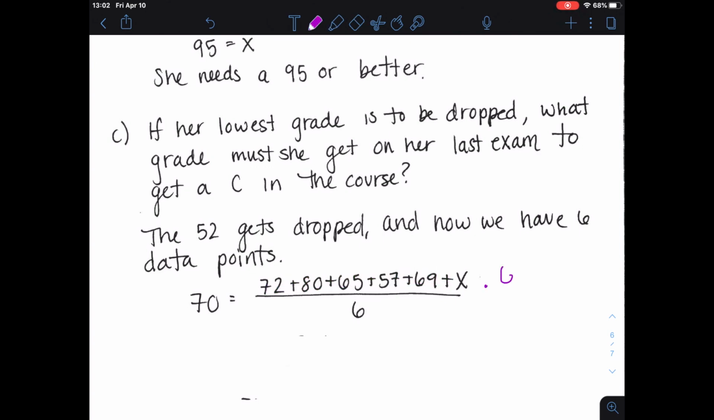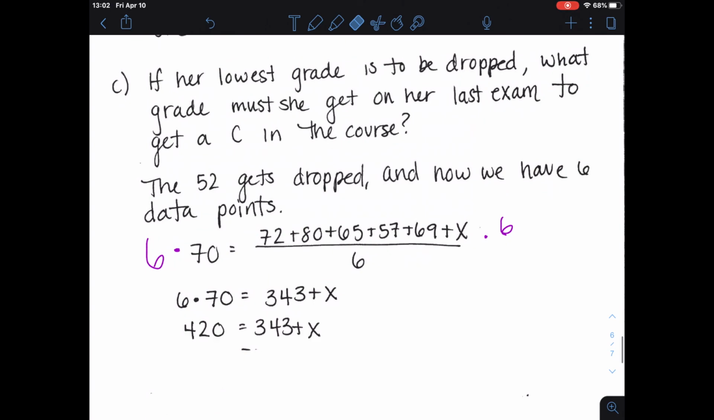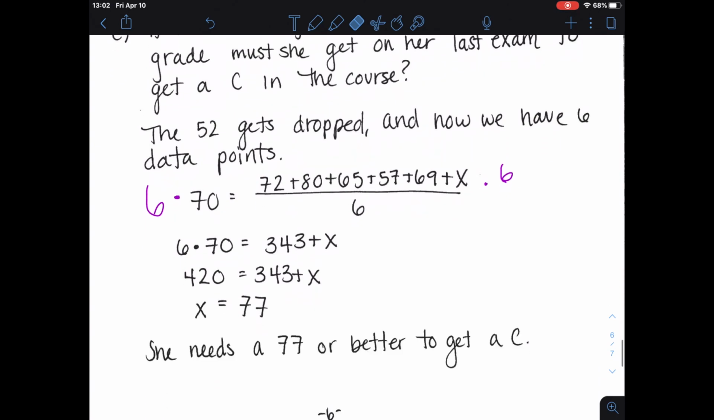But again, you can just multiply by 6 right now to get rid of that fraction. So we're going to get 6 times 70 is 343 plus X. So same thing, you go ahead and solve, and she needs a 77 or better to get a C when one of her exams is going to get dropped. So a much better chance than that 95 she needed when that lowest test score was averaged in.